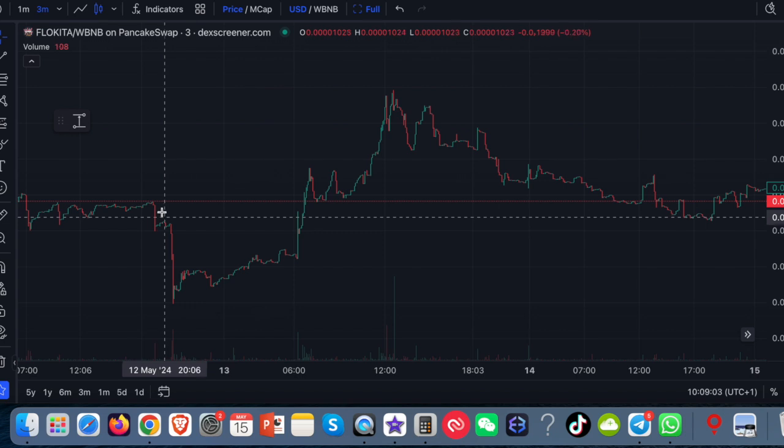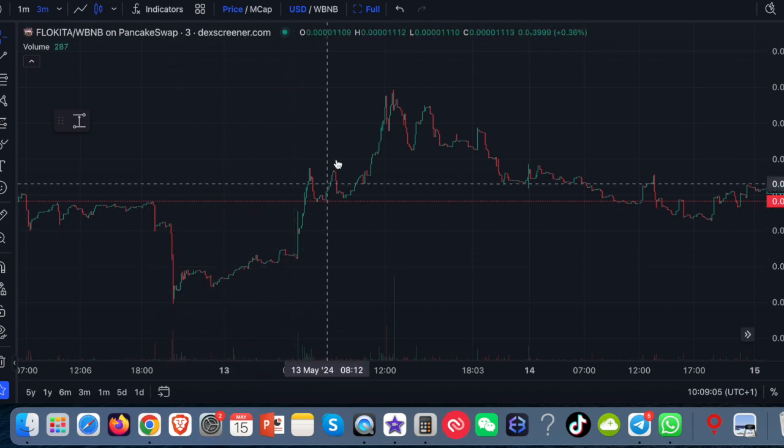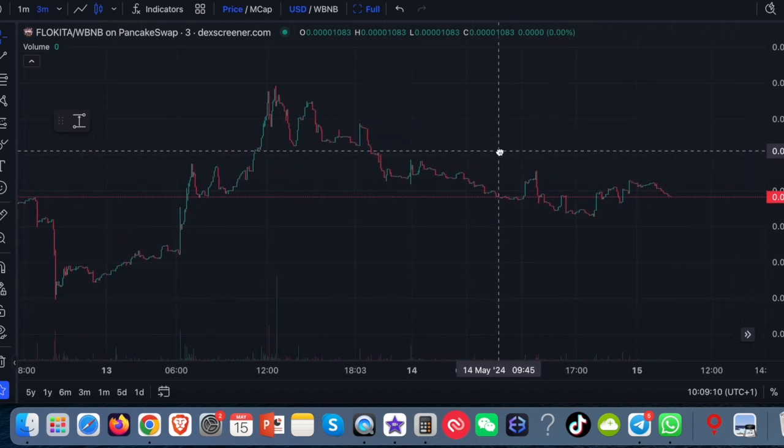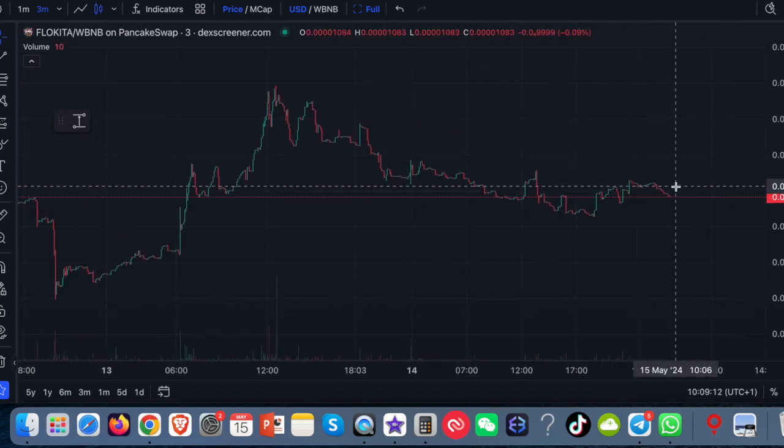That was quite a big drop. Went sideways, pumped up some more, started to drop down. Now it's sort of going a bit sideways. So is Floki a good token to start trading? Well, I'm already trading it, so I don't need to set up a new bot.